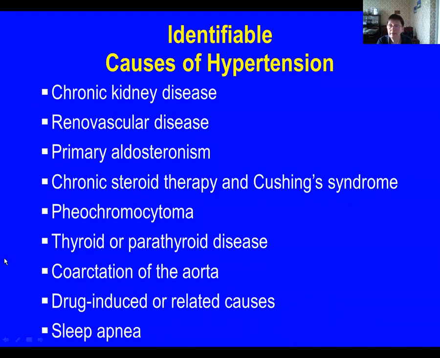What are identifiable causes of hypertension, or so-called secondary hypertension? The most usual is chronic kidney disease. It is associated with high blood pressure. Then it may also be primary aldosteronism. This is a disease of the adrenal glands. Then it may also be sleep apnea. And you see a lot of other reasons. Most of them are endocrine.